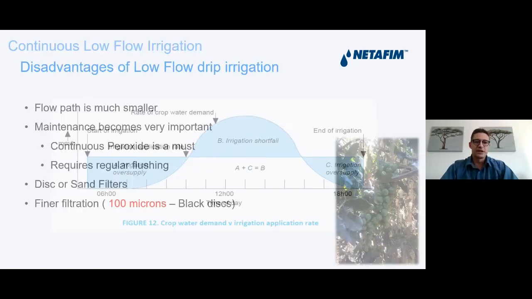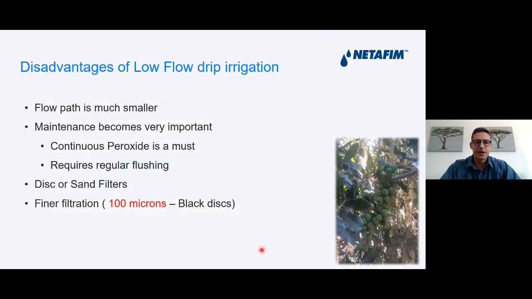So if we take a look at the disadvantages of low flow drip irrigation, first of all, the flow path is much smaller, as I already showed you in one of the previous slides. And like I said, there's no need to worry about this. We know how to treat it. You just need to be aware of certain prerequisites that need to be in place when it comes to maintenance.